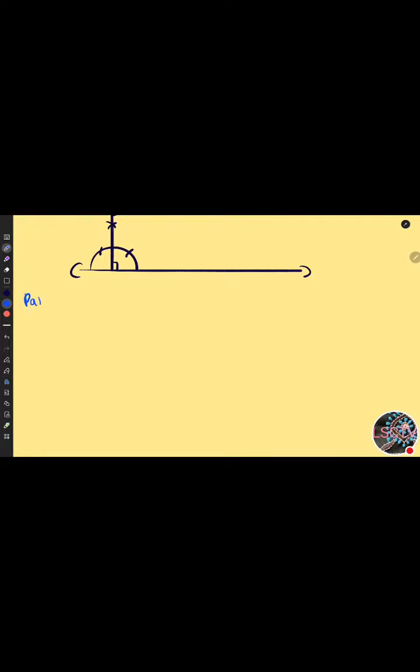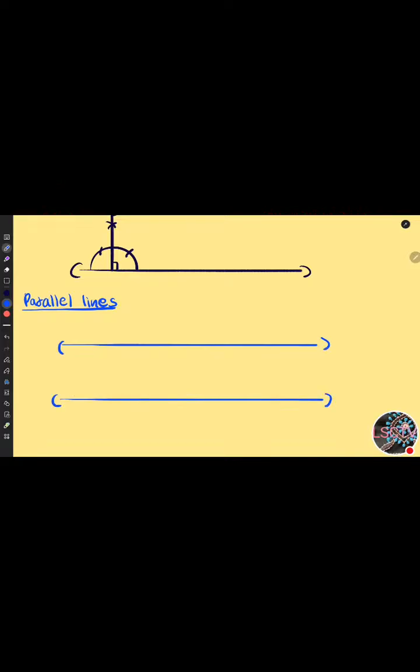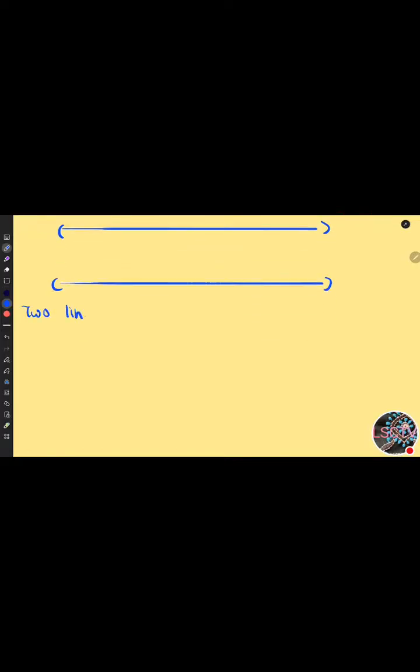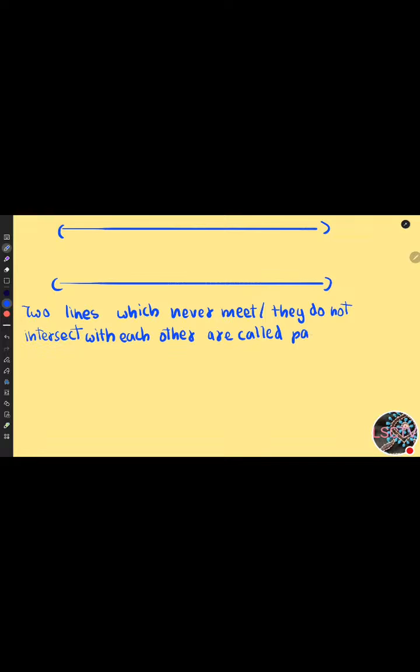Now, definition of parallel lines. Two lines which never meet, or do not intersect with each other, are called parallel lines.